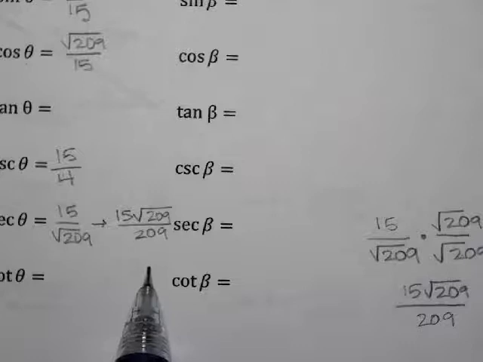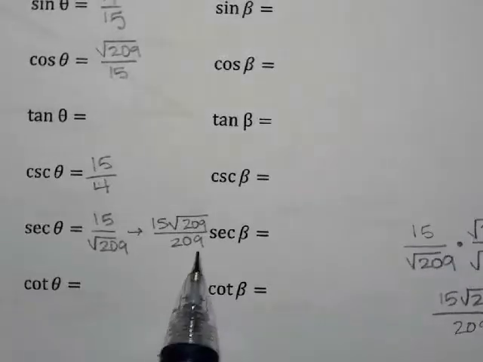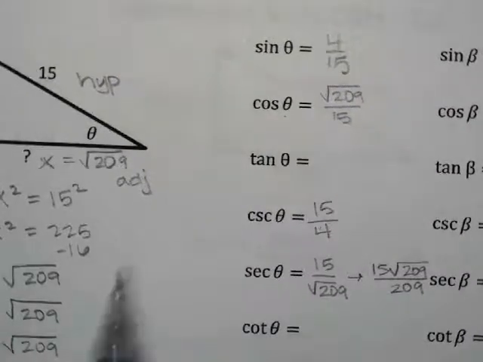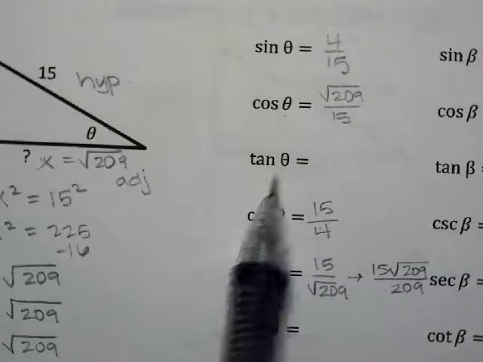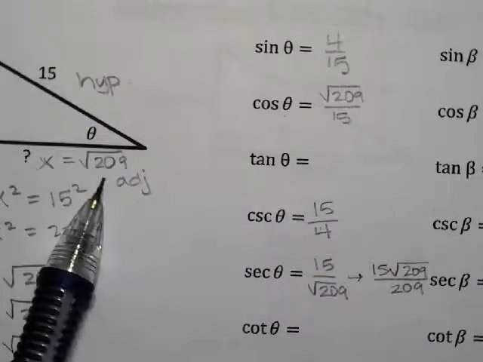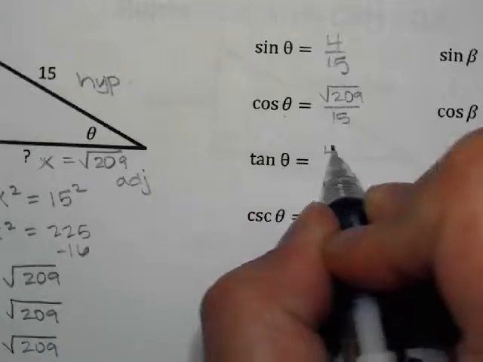Okay. Now, we still have tan and cotangent, so let's do those two. So, TOA. We got tan. How do we write tan? Opposite over adjacent. So, we got 4 over root 209. Ugh, this is another gross one.